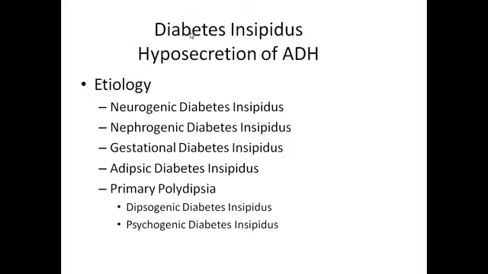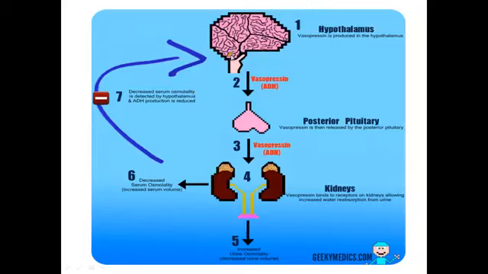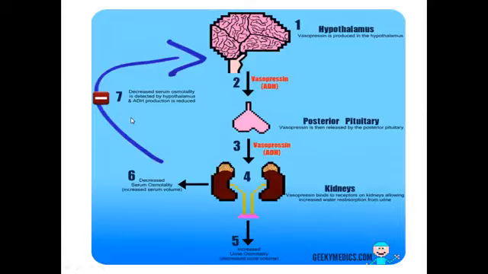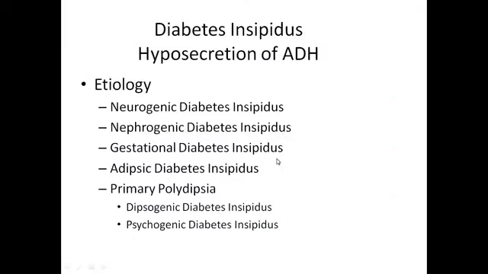So there are different etiologies, or you can say different types on the basis of the cause. It can be neurogenic diabetes insipidus when the pituitary or the hypothalamus is affected. It can be nephrogenic when the kidneys are not functioning. Vasopressin is there, but the receptors are not responding to the ADH. Then we have this nephrogenic type. Gestational diabetes insipidus is another type. It occurs only in pregnancy.